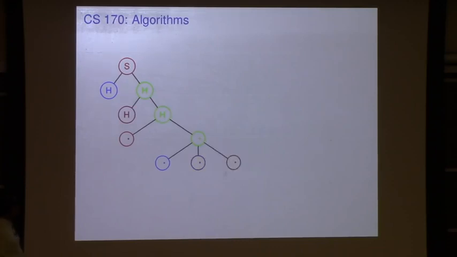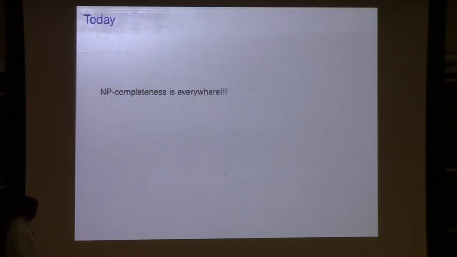But what is this? What am I illustrating? I'm illustrating branch and bound, or backtrack search, right?